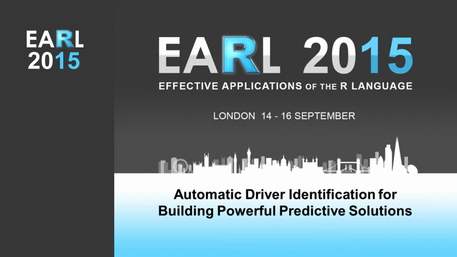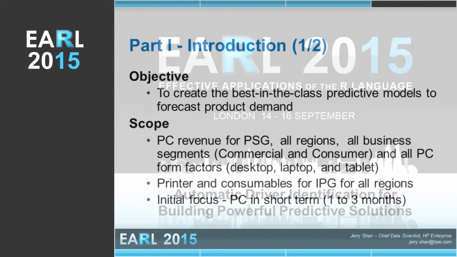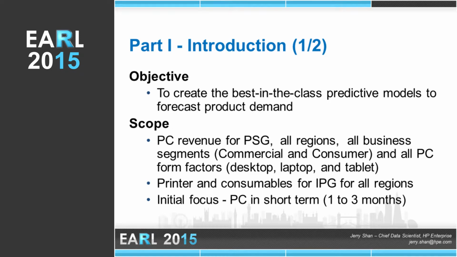Here is quite a simple introduction. First, we want to create best-in-class predictive models. So shortly, you will see why we claim to be best in class. We will have some criteria. The second, the scope for this engagement.